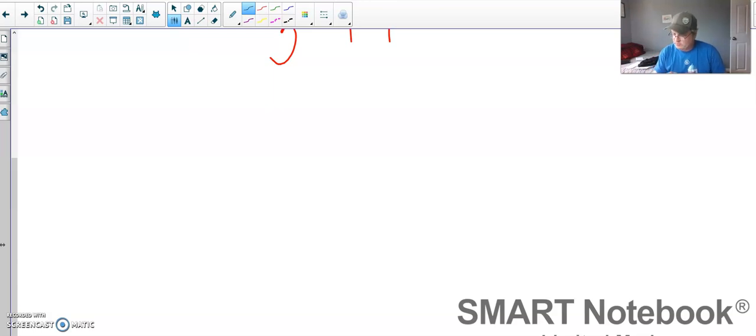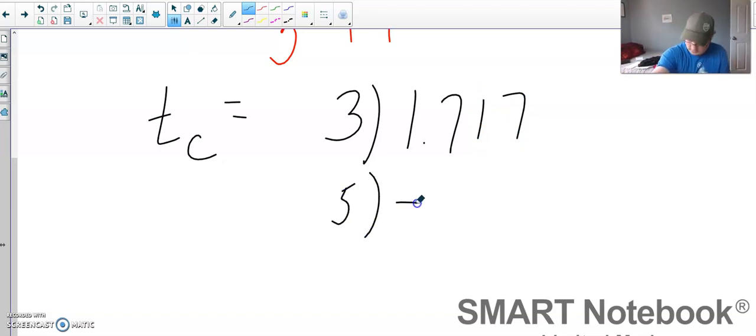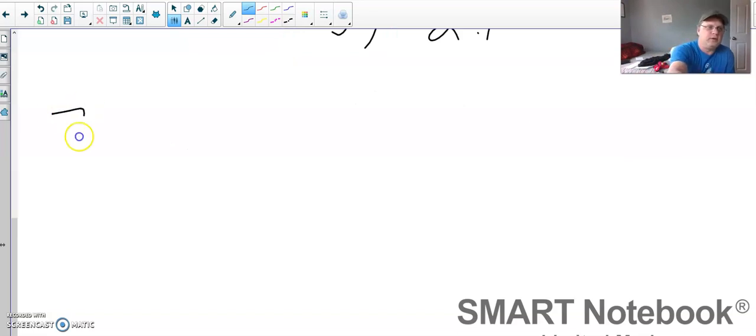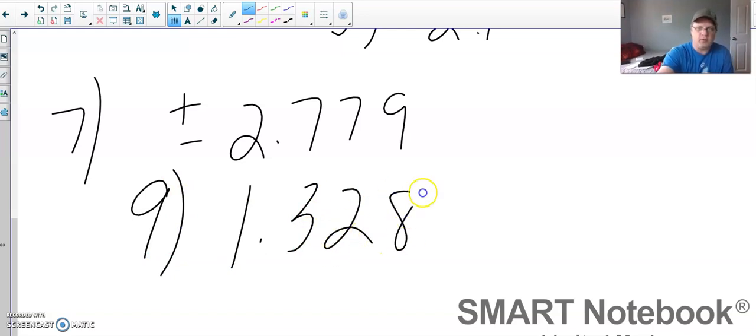What we were looking for was the critical T value, which we write as T critical value. Number 3 is 1.717. 5 is negative 2.101. 7, it's a two-tail, is 2.779. Remember to take into consideration the degree of freedom. 9 is 1.328.